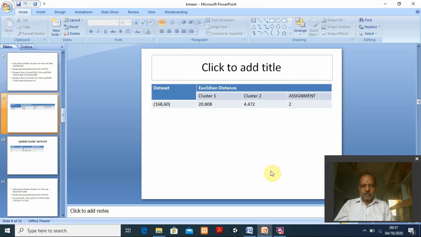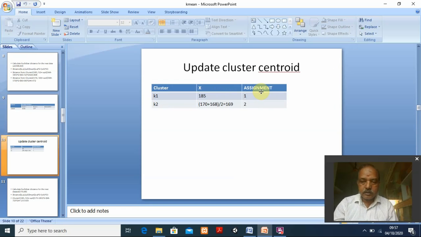Now you assign. The point we have taken is 168, 60: x-axis is 168, y-axis is 60. So it is closer to cluster 2. You can clearly see it here. It is closer to cluster 2, so I assign 2. That means this particular point falls in cluster 2. So like this we can take all the points, and because we have randomly selected two clusters, we compare with these two clusters, and whichever cluster has the minimum distance to that particular point, that point will belong to that cluster. So this is the meaning of all the things.